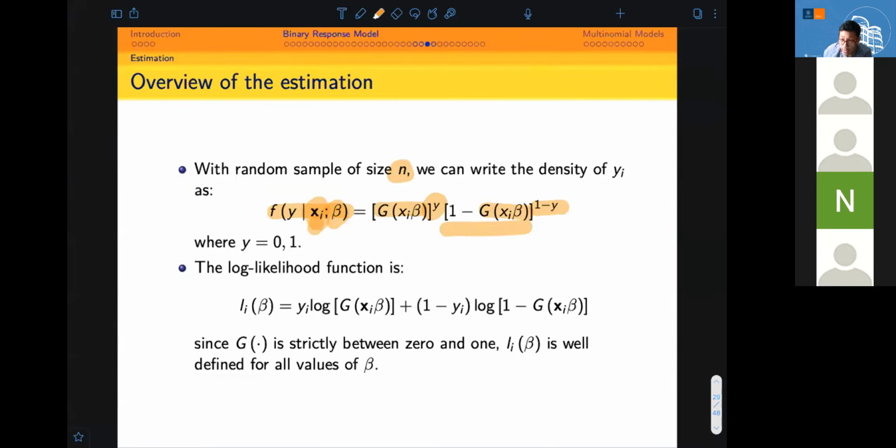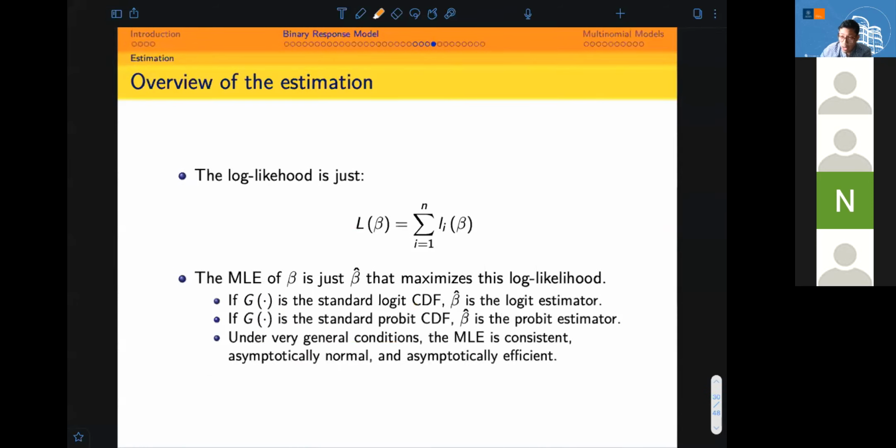So the log likelihood function, if you take the log transform of the likelihood function, you'll get the following. You have y_i log G, and then (1 minus y_i) log (1 minus G). Again, G is going to be strictly between 0 and 1, and the log likelihood is well defined for all values of beta. Now you have that for each individual i, and if you sum it, you'll have the log likelihood function, which is the sum of all individual log likelihoods, and then you're going to do estimation given this particular function. So the idea is that you want a set of beta hat j such that you maximize the log likelihood function. That's why you call it the maximum likelihood, because you're looking for an estimator that maximizes the log likelihood function.